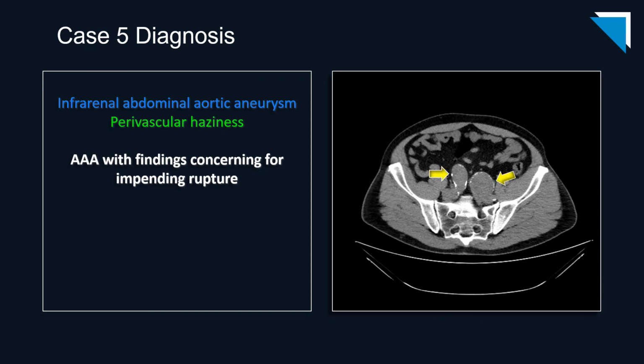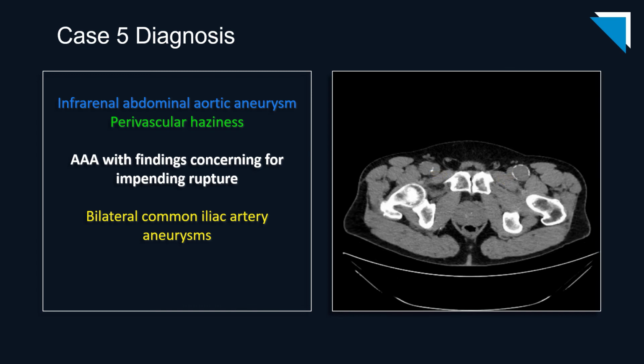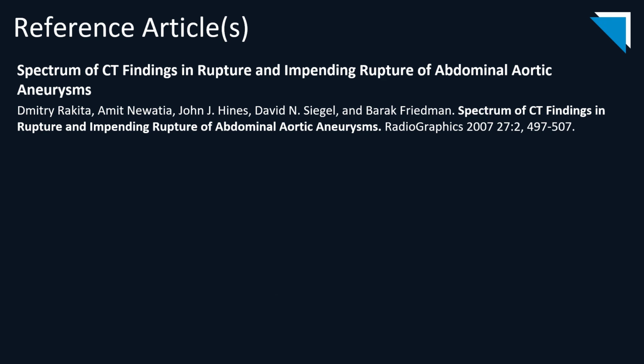There are large bilateral common iliac artery aneurysms and bilateral common femoral artery aneurysms. Certainly these are secondary findings, but the vascular surgeon will no doubt want to know about them. This is a nice reference article on the subject. I'd recommend perusing it at your leisure, as this is a hyper-emergent finding that we see not infrequently in our practice.